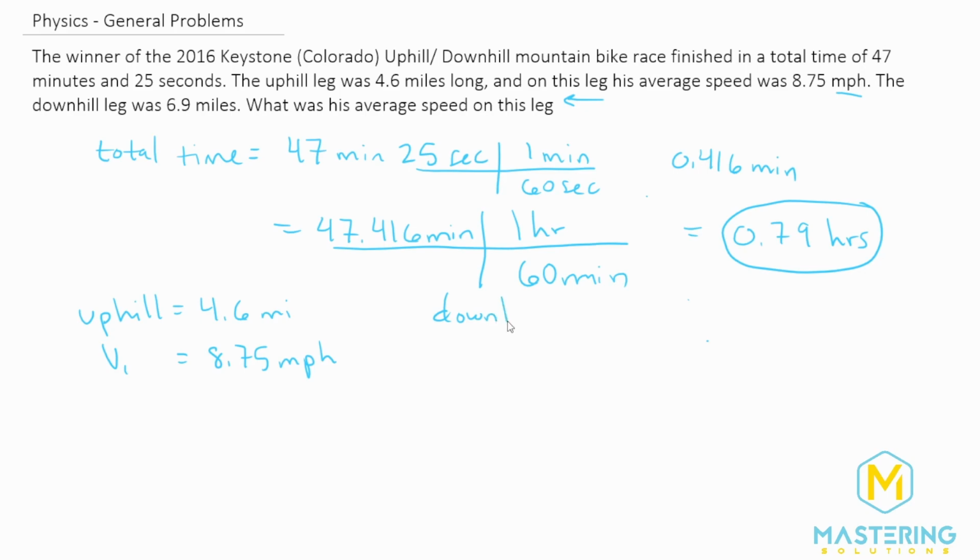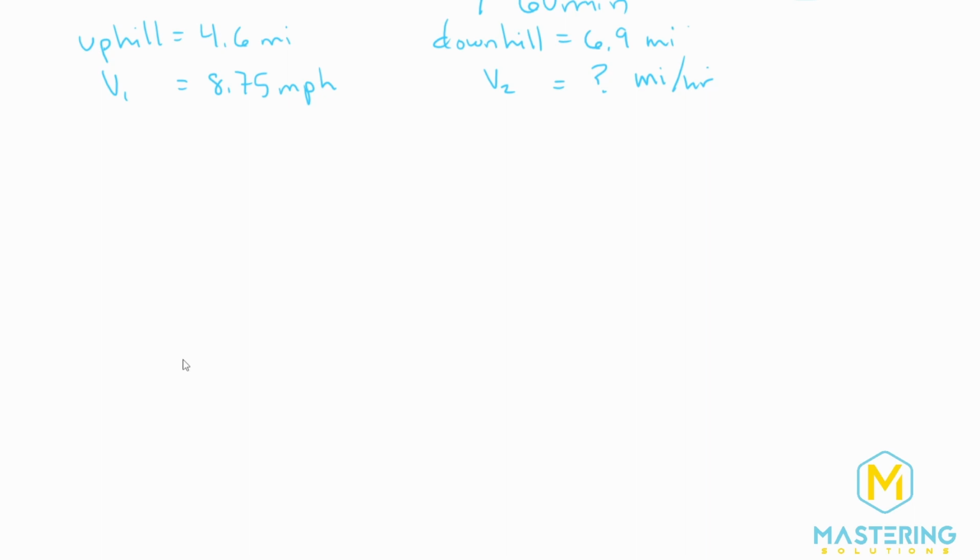Downhill, the distance was, of course, 6.9 miles. And the velocity 2 for downhill, obviously, we don't know. That's what we're trying to solve for, miles per hour. So now let's write an equation to better visualize what we're doing conceptually. We know that the change in time for the whole race is equal to the time that it took to go up plus the time that it took to go down.